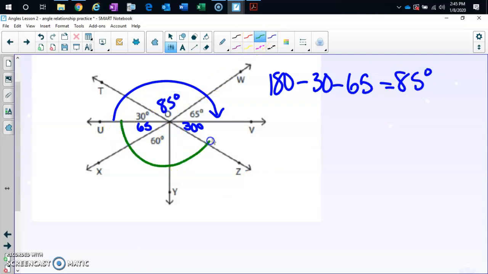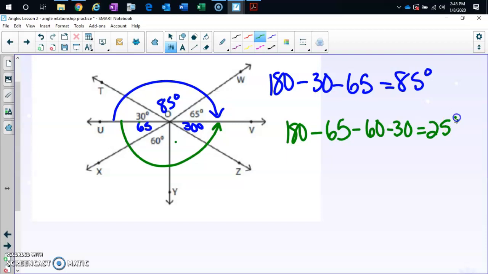Down here at the bottom, again, there's a straight line. All of these angles have to add up to 180. So to find the missing angle, I can do 180 minus 65 minus 60 minus 30, which gives you 25 degrees. This angle is 25 degrees.